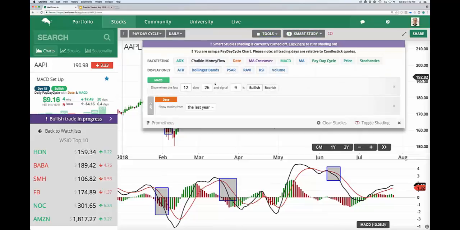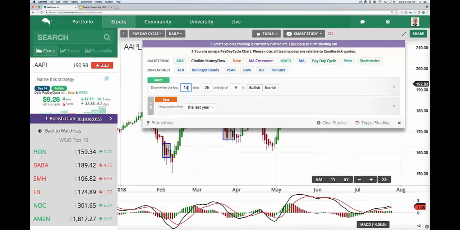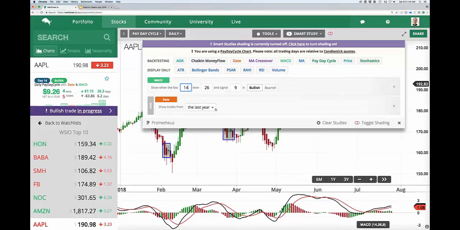12.26.9. If I wanted to change these to something else, by the way, I can do so just by clicking here. Let's see, if I wanted to say, let's say 14. And before I change this, keep your eye over here, by the way. Keep your eye on that. It's instant updates, instant, which is really, really cool.